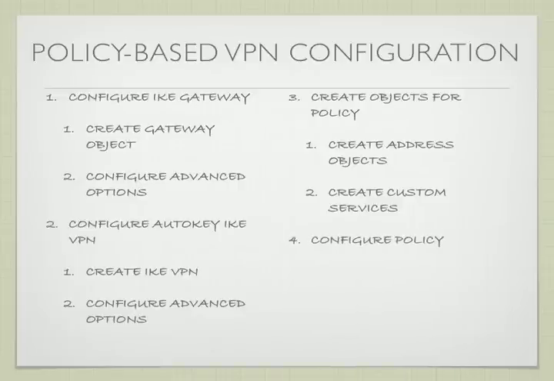So you need the addresses in order to create the proxy ID pairs, and if there's services that are not existing in the custom service book, or you're not going to use the any object, then you need to create those services, just like any other policy that we went over in the policy lesson.